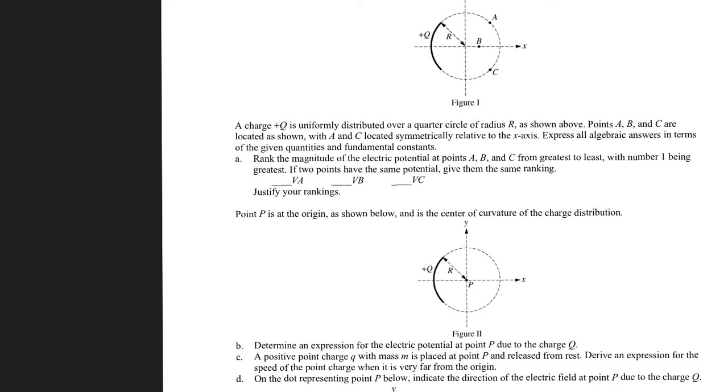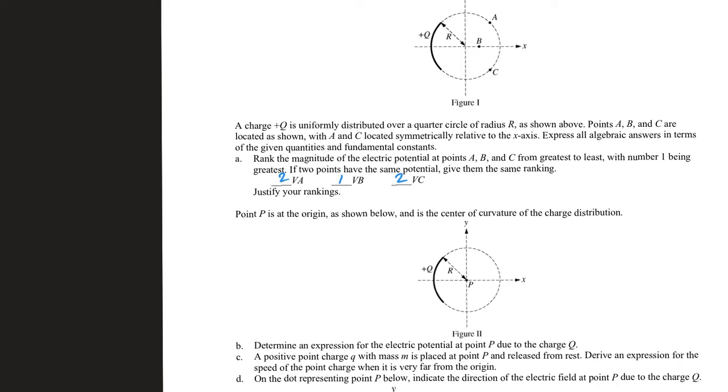Well, electric potential is going to be based on which one is closest. So I think we can all say that the electric potential at B is going to be the closest. So we rank that one number 1. And since A and C are symmetrically located the same distance away, they would be the same. But we have to justify our rankings.